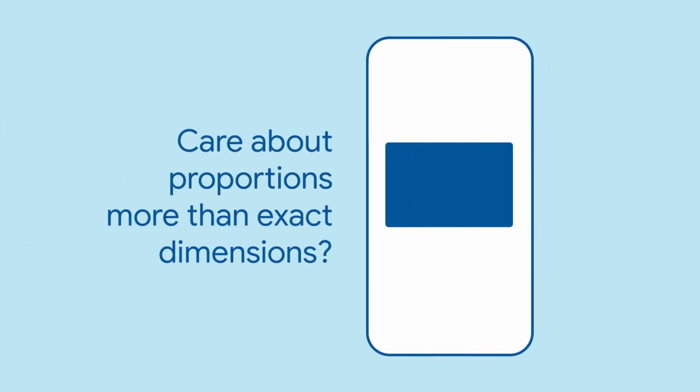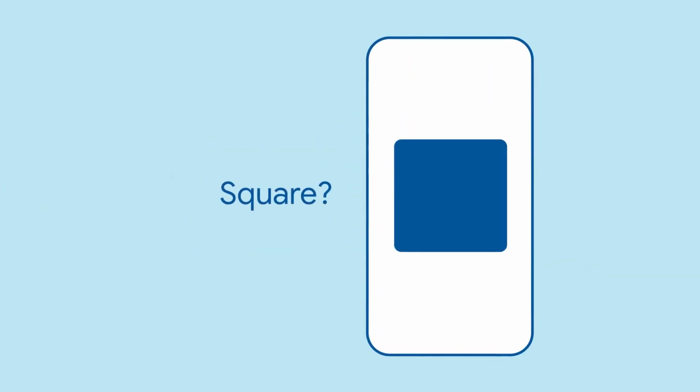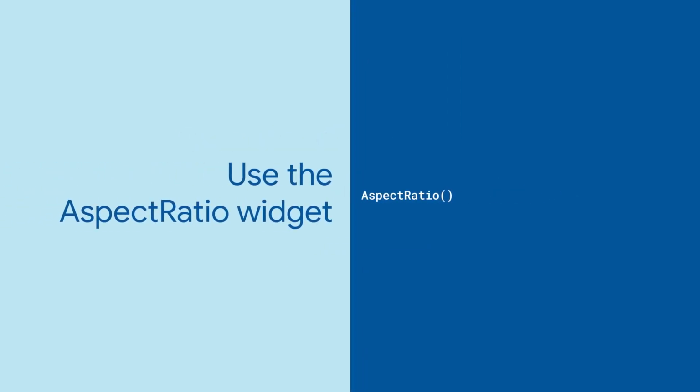When laying out your app, you often don't care about the exact dimensions a widget will take, but you do care about the aspect ratio. You want the widget to be this wide, irrespective of the actual dimensions. Or you want it to be that slim, or exactly square. Flutter solves this by providing the aspect ratio widget.